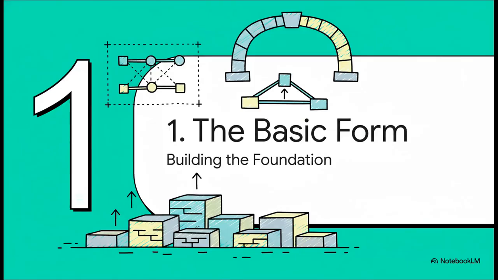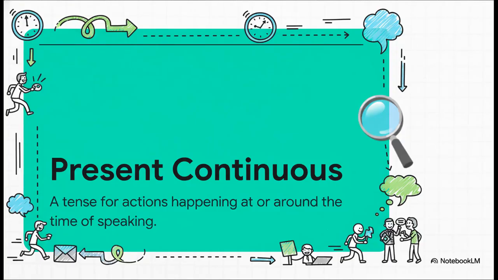Okay, first things first, the basic form. Before we can get fancy, we've got to know how to build this thing from the ground up. So what exactly is the present continuous? Well, at its heart, it's the tense we use for unfinished business, for actions that are in progress right now, or just generally happening around the present moment.